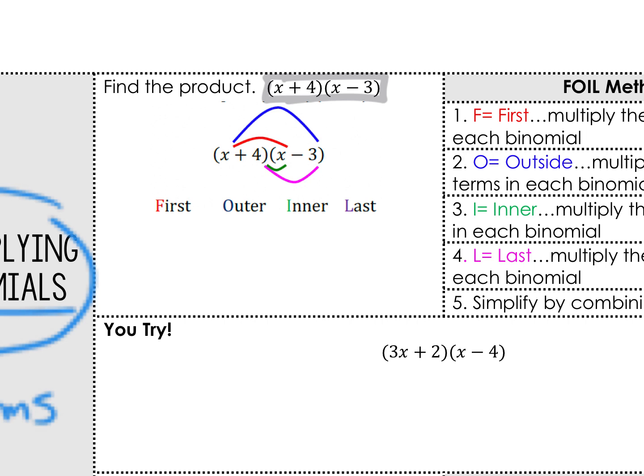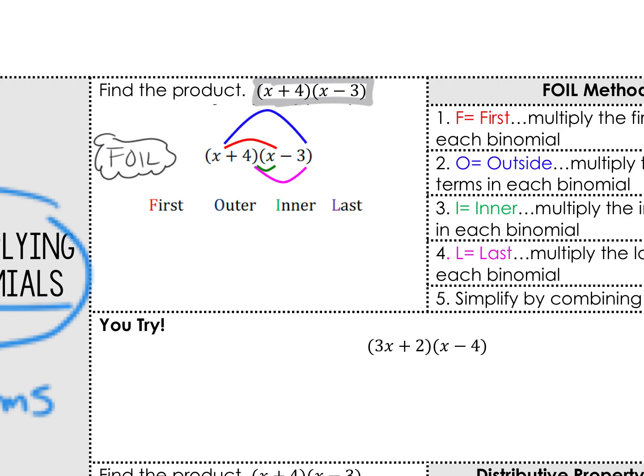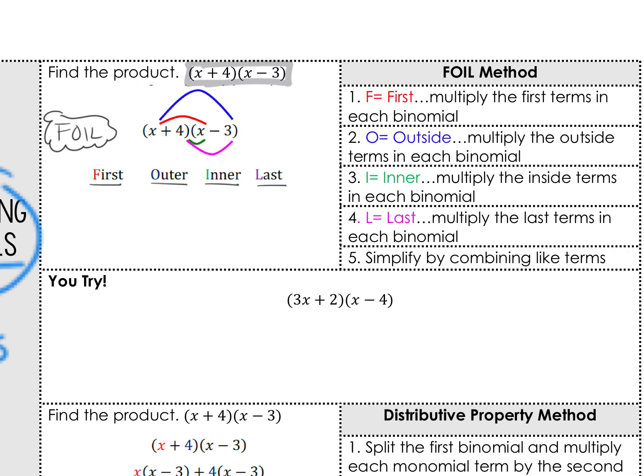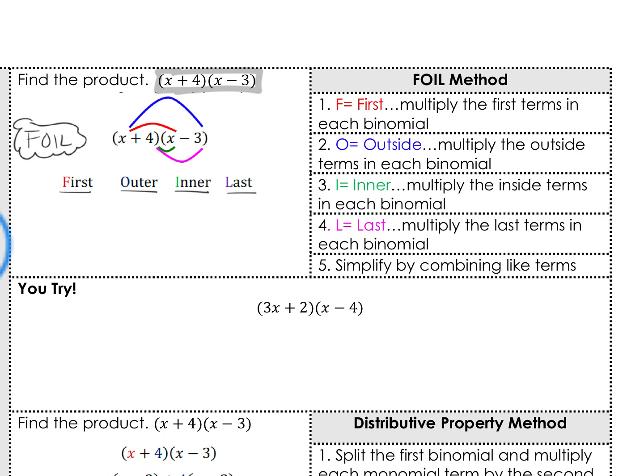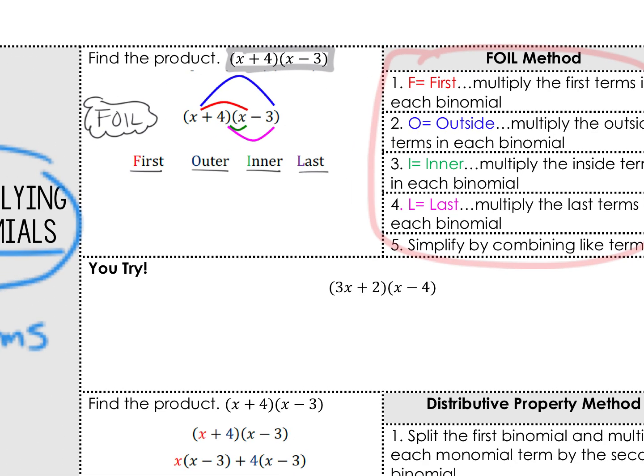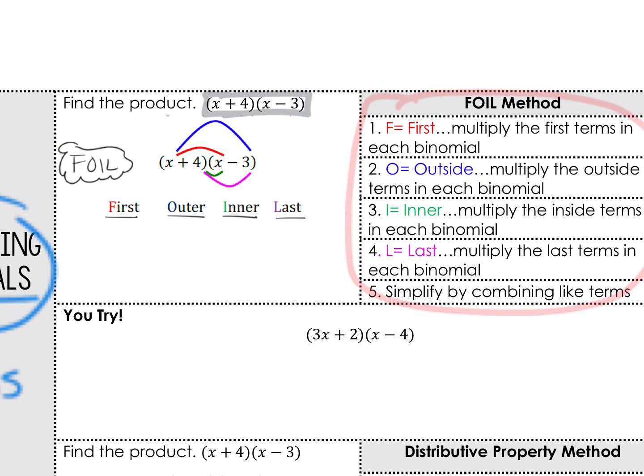Well, there's a little acronym called the FOIL method that we can use in algebra to help us multiply binomials. FOIL stands for first, outer, inner, and last. And you can see all of the notes are over here for us, and this is something you can refer back to. Let's just try one and see how that works. Actually, let's go ahead and do this one right now.